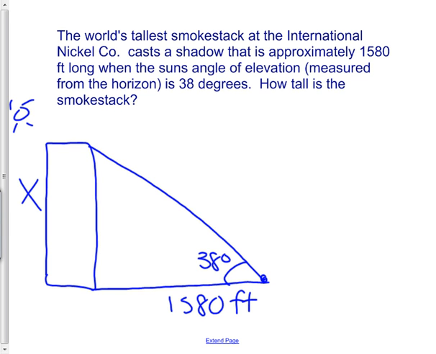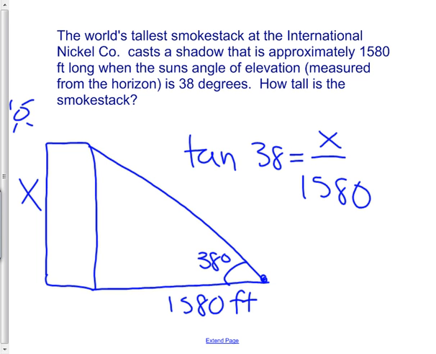So we can assign that a variable. We can say that tangent of 38 is equal to opposite over adjacent. And what do we get x to equal? 0.43, yeah. So about 1,234, yes.